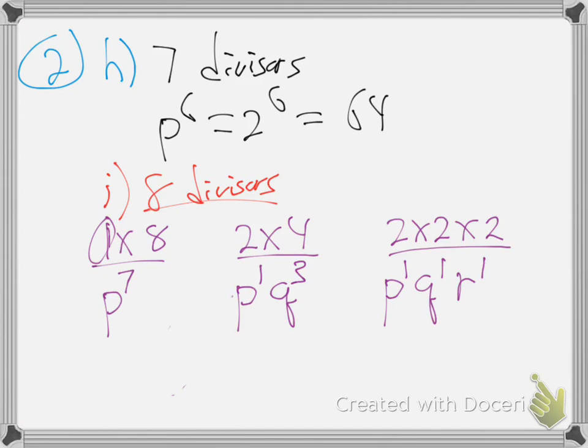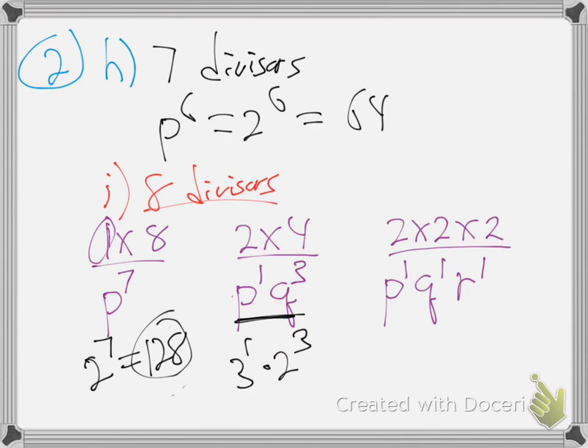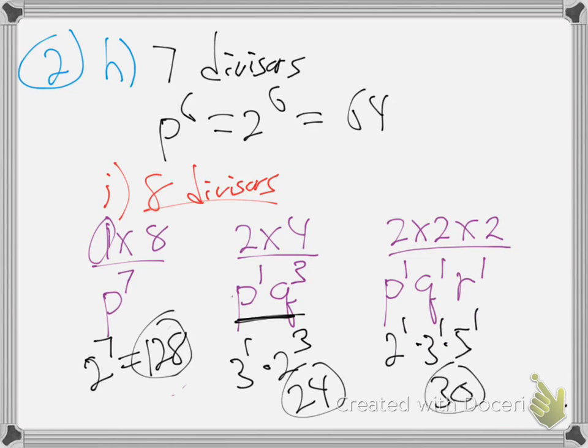All right, so what's the smallest thing? This would be 2 to the 7th, which is 128, I think. Yeah. And now what's the smallest thing I can do with p to the 1st, q to the 3rd? The 2 wants to go to the 3rd and the 3 to the 1st, which is 3 times 8, 24. That's a lot smaller. And what's the smallest thing here? 2 to the 1st, 3 to the 1st, 5 is the next smallest prime. That's 30. Who's the winner? 24 is the smallest number that has 8 divisors.